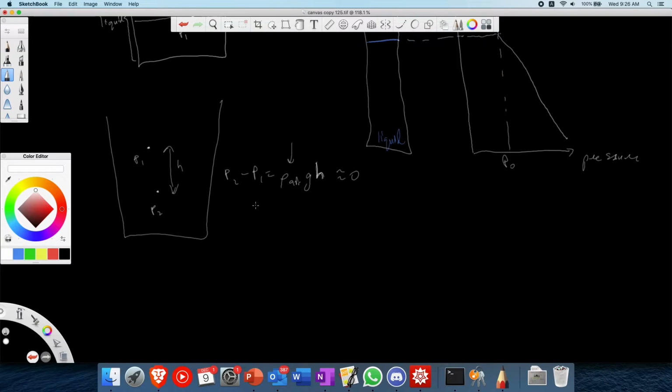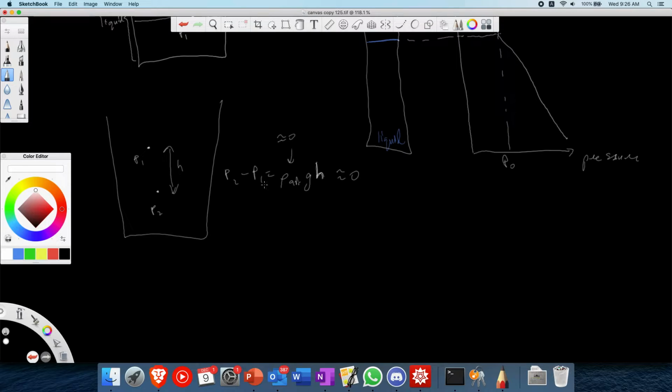So P1 approximately equals P2 because rho of air is very, very small. However, you might have heard that when mountain climbers climb up Mount Everest, the air pressure drops. So they need some sort of O2 tank, some oxygen tank and things like that to help them breathe.